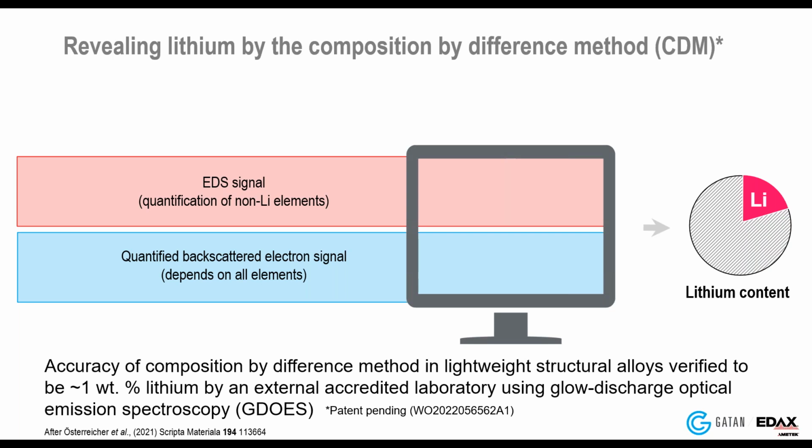Now, in the magnesium lithium alloys that they analyzed in that publication, they demonstrated an excellent accuracy of about 1 weight percent and a minimum detection limit below 4 weight percent. This was all verified by an external accredited laboratory using an alternative technique. So an incredibly promising first step towards being able to detect lithium quantitatively in the SEM.